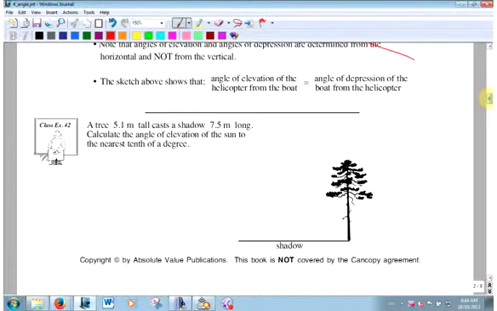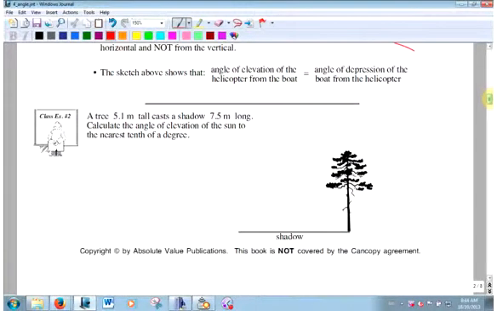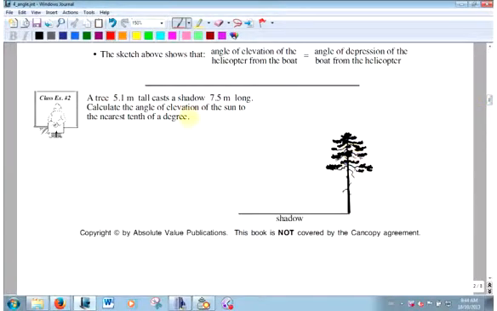Let's look at an example. There's a tree. It's this tall. Okay? It casts a shadow 7.5 meters long. And it's kind of helping us out. It's drawing the shadow for us.